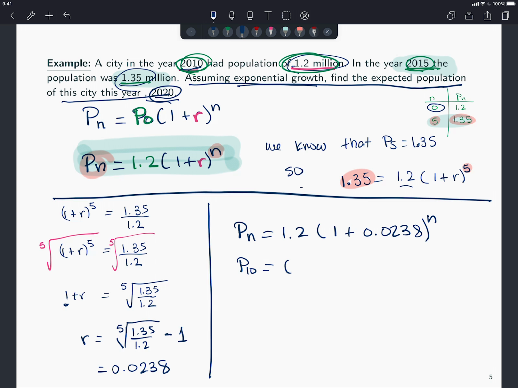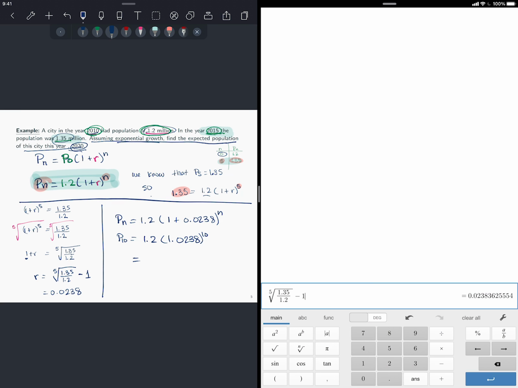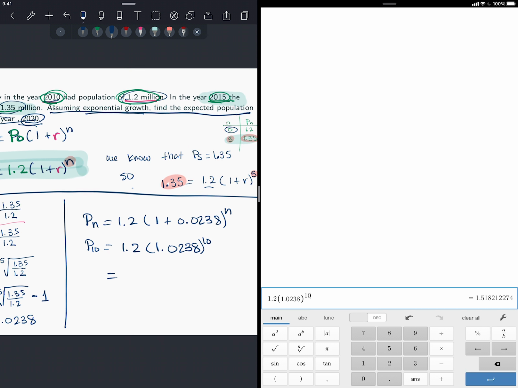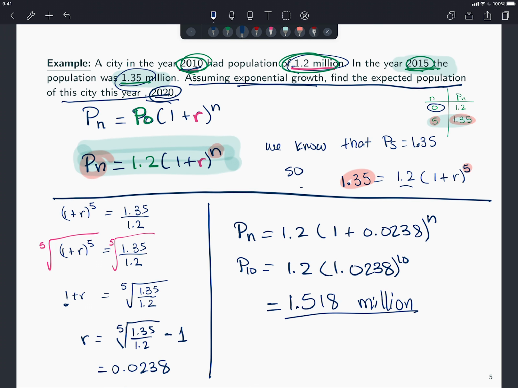So this would be 1.2 times 1.0238 to the 10. And again, let's go to our calculator. So it's 1.2 times 1.0238 to the power of 10. So it's 1.518. These are millions of people, so 1.518 million in the year 2020. Have time for one last example.